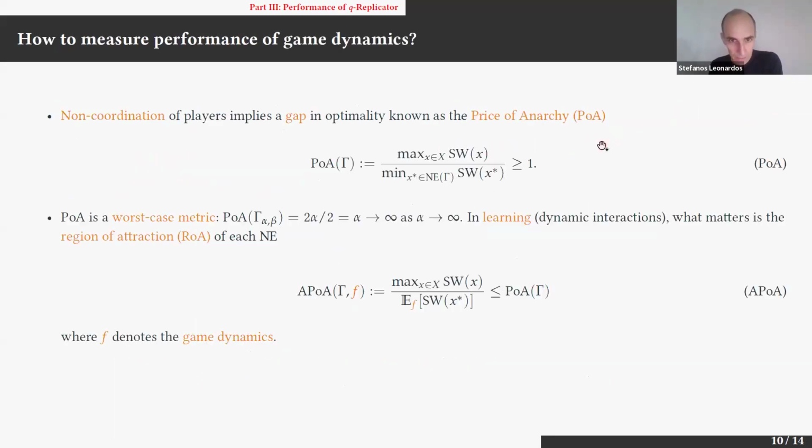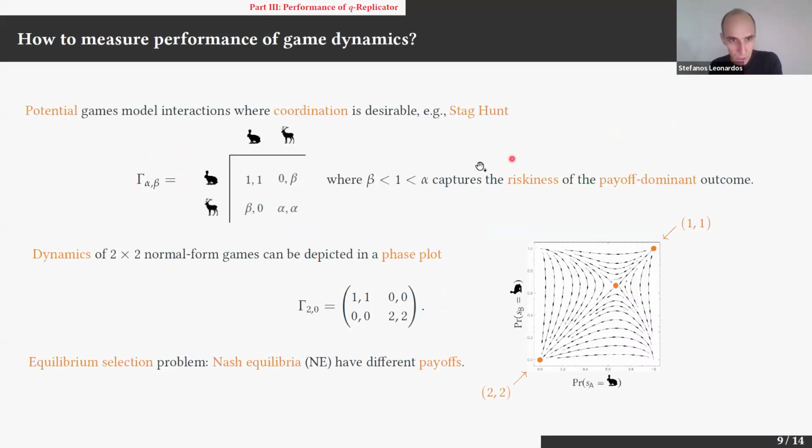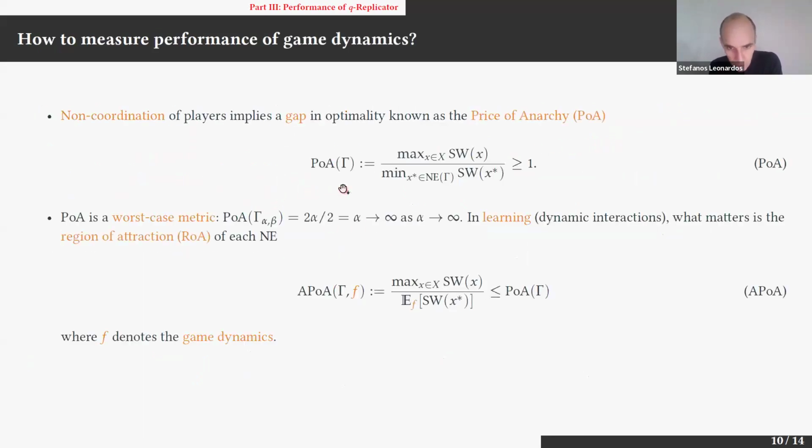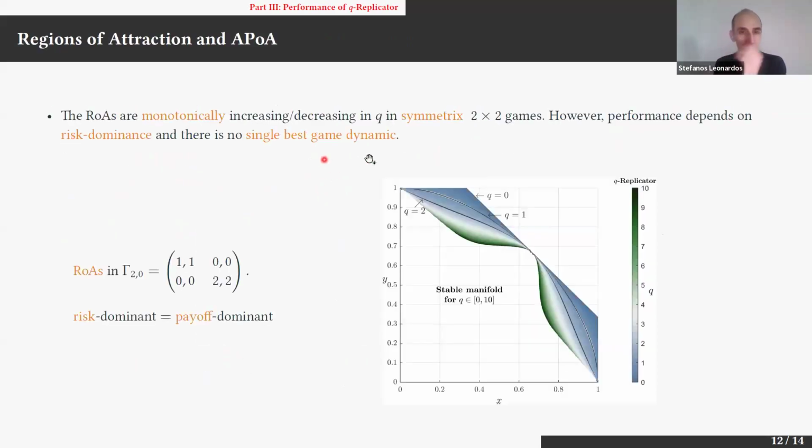I haven't defined what risk dominant means, and maybe a good point is to let me do it here. Let's have a look at this figure, and maybe it will be clear. I'm also towards the end of my slides. So what we have here is that the regions of attraction are monotonically increasing in Q in symmetric 2x2 games. But the performance depends on the risk dominance, and there is no single best game dynamic. That's the result. So first, let's focus on this case.